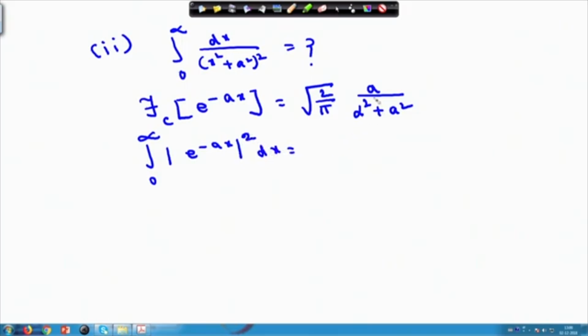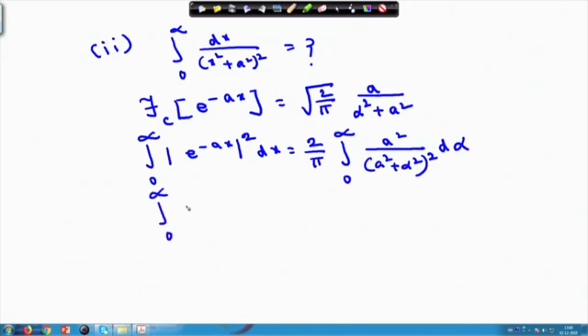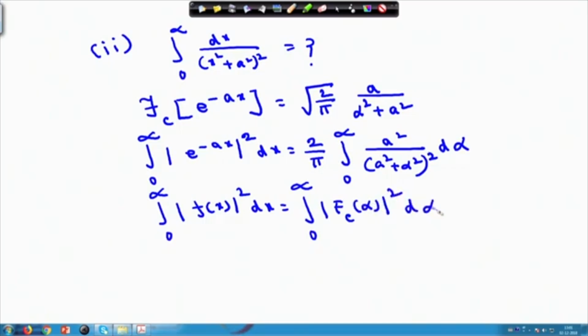This equals, whole square will come here. So, it will become 2 by pi, integral 0 to infinity a square by (a square plus alpha square) whole square into d alpha. So, basically I have used this property: integral 0 to infinity modulus of f(x) whole square dx equals integral 0 to infinity modulus of Fourier cosine transform of alpha whole square into d alpha. I have used this particular property and I am writing this.